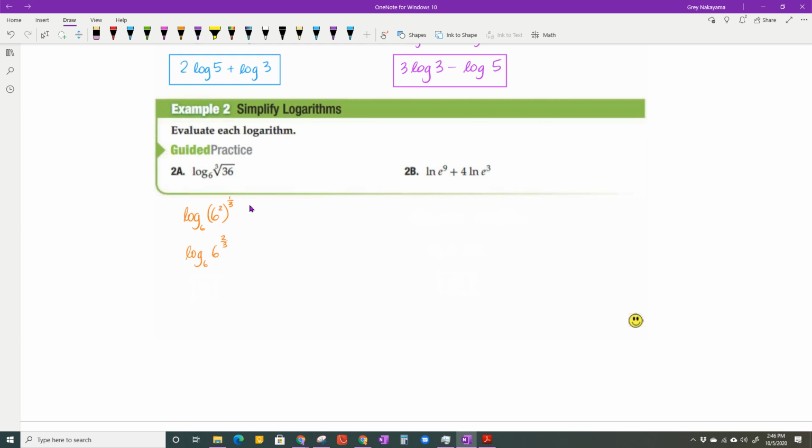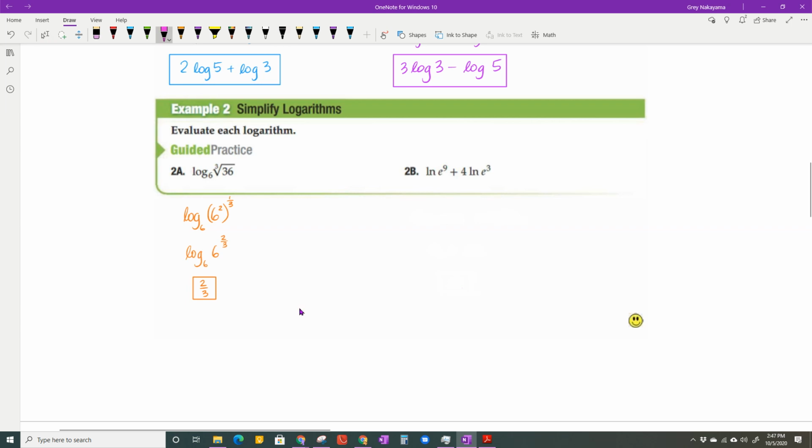So the log base 6 of 6 to the 2/3 is 2/3. Now, you can see using our power rule, if I move that 2 down front, then the log base 6 of 6 is 1. So it's 2 times 2/3 times 1. Okay, look at this next one.